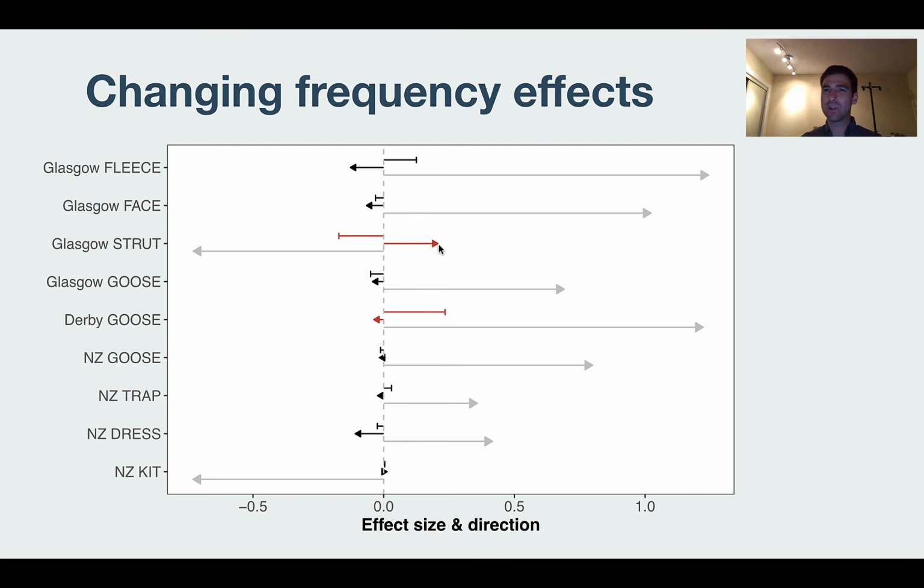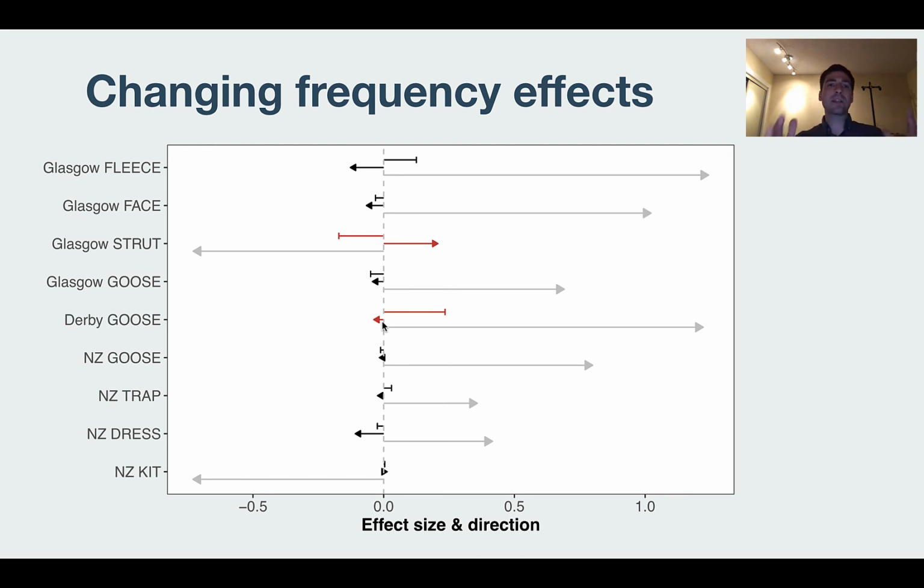This is kind of an odd finding. I'm not sure if there's any specific model that would actually predict this. The other significant finding that we have is for Derby Goose. And here what we see is that, again, we start out with a frequency effect that's aligned with the direction of the sound change. So we've got high frequency words in the lead, but by the end of that time period, that frequency effect basically just disappears.